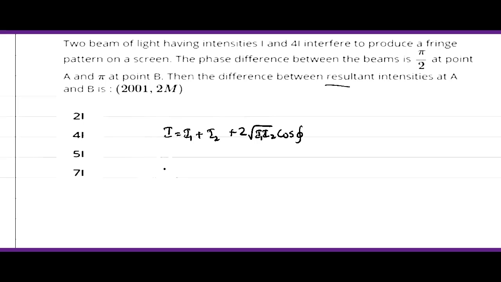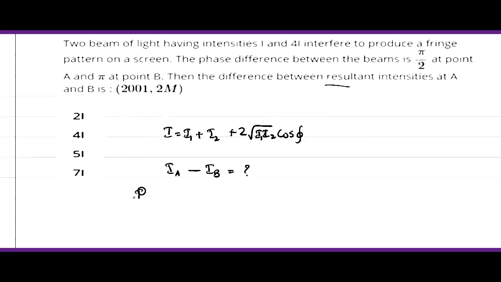If I say for the first one it is IA, and for the second one it is IB, you are supposed to find the difference between these two intensities. So you can say it as IA minus IB you are supposed to calculate. We shall write the same equation for both IA and IB separately. I1 and I2 remain the same for both, right? I and 4I are the two interfering beams. The only change is in cos phi: one is pi by 2 and the other is pi.